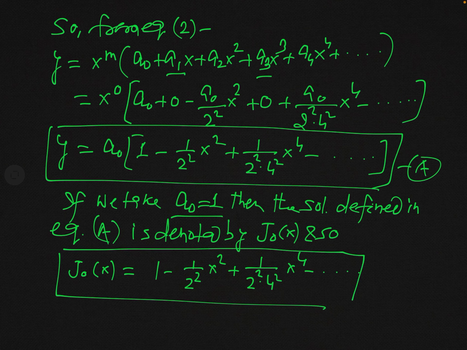Actually, this function J naught of x, which is actually the solution of Bessel equation of zeroth order, that is when we take n equal to 0, this J naught of x is actually known as Bessel function of zeroth order. So this J naught of x is known as Bessel function of zeroth order.